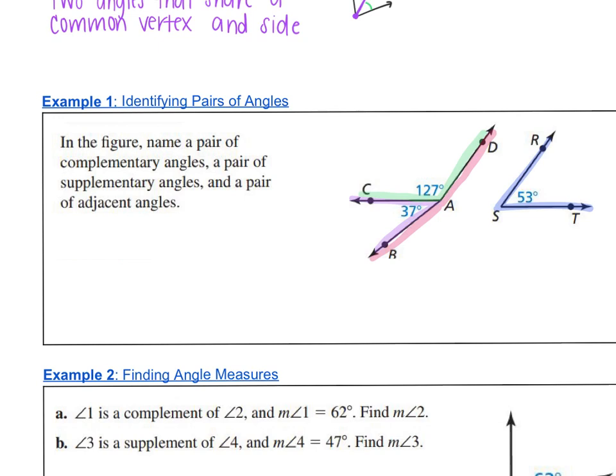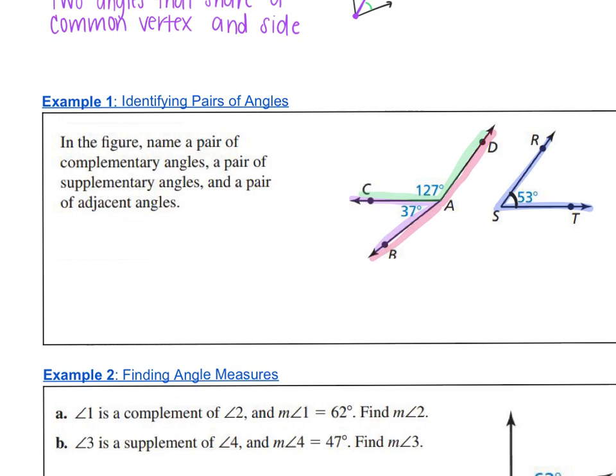We're going to combine these in ways that we can get complementary angles, supplementary angles, and adjacent angles. So let's take a look at this. We have to name things aside from maybe this angle over here. We could call that angle S. We can't call either of these angles A because A is the vertex to multiple different angles. So it says in the figure, name a pair of complementary angles, a pair of supplementary angles, and a pair of adjacent angles. So let's start with complementary.